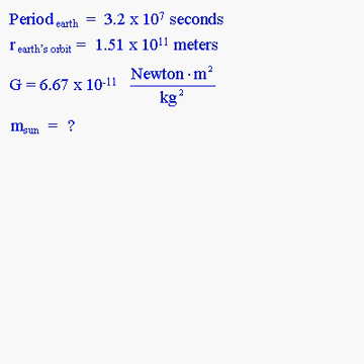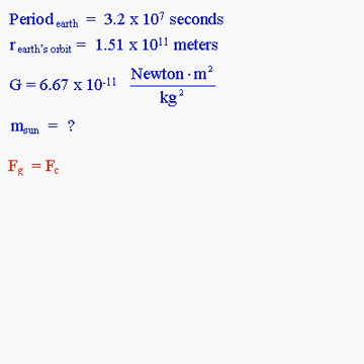How do we do that? Well, we start by realizing that the reason the Earth is traveling in a circle is because it is experiencing a centripetal force, and that centripetal force is supplied by gravity. So the gravitational force equals the centripetal force.